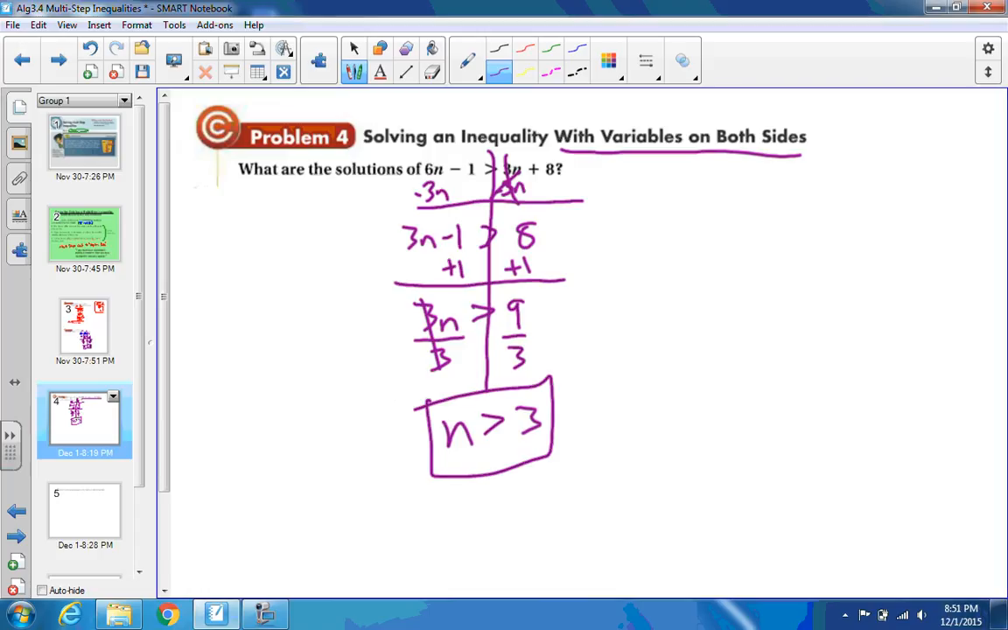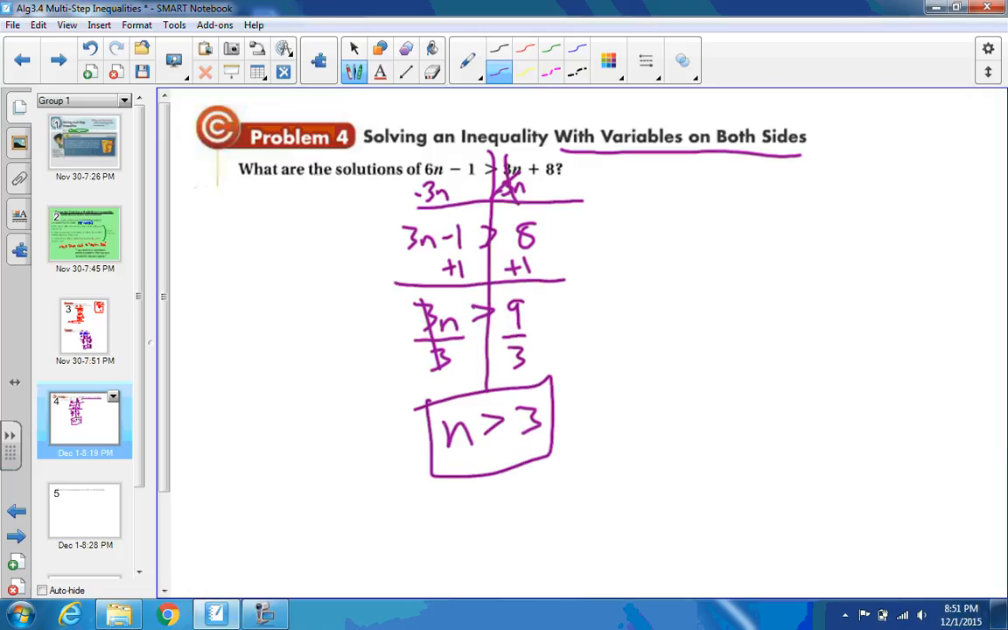I'm just going to do a mental check. I'm going to plug in 10. Left side, 10 times 6 is 60, minus 1 would be 59. Let's see if that's greater than 3 times 10, which is 30, plus 8 is 38. And 59 is greater than 38, so that works.